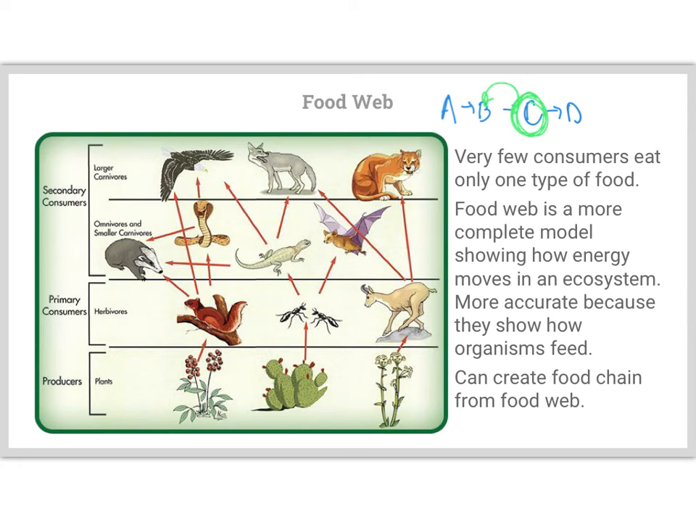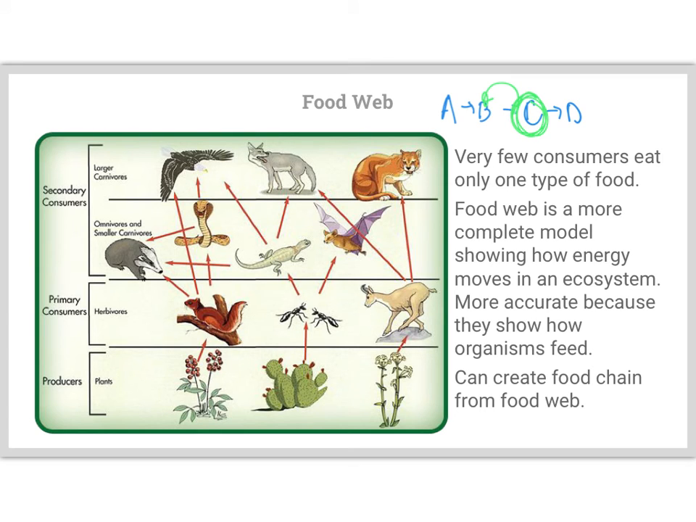So a food web is a more complete model showing how energy moves within an ecosystem, and the way that it does that is that it shows the different organisms that something might eat. So, for instance, this squirrel here is eaten by a badger, a snake, and an eagle. As well, this wolf eats, looks like a lizard, and deer. So we would need to consider that a wolf's diet is not just one of these things. Okay, so that things get eaten by multiple predators, and predators eat multiple things.